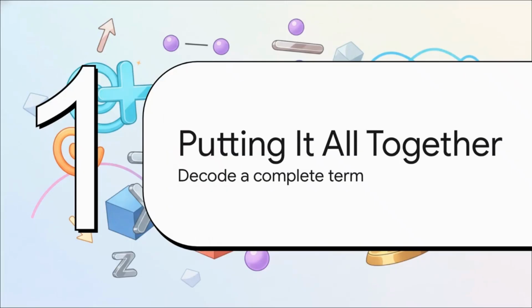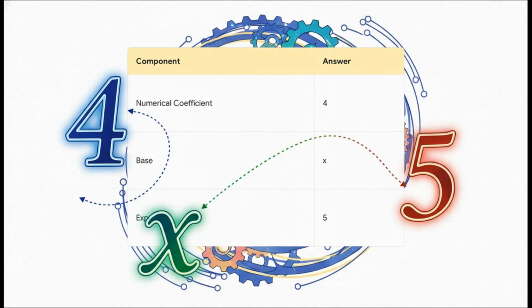Okay, it is time for our final section. We've learned the key pieces of grammar. We know about terms, coefficients, exponents, and bases. Now let's put it all together and decode one complete algebraic term from start to finish. Let's break down this term, 4x to the 5th power, using everything we've just talked about. The numerical coefficient, that's the number out front, so it's 4. The base is the variable that the exponent is attached to, so that's x, and the exponent, of course, is that little number up top, which is 5. See that? It's not a mystery anymore. You now have the vocabulary to describe every single piece of this.